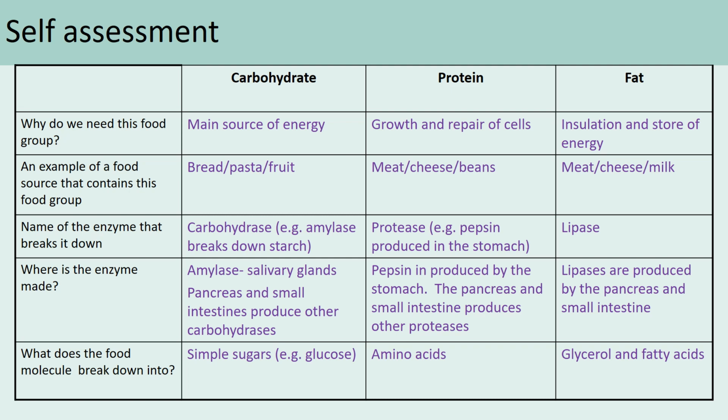Okay, the last column, fat, it's for insulation, store of energy or use of energy. Where do we get it from? Cheese, milk, meat. What's it broken down by? It's broken down by lipases, which are produced in the pancreas and small intestine. And what are they broken down into? It's broken down into glycerol and fatty acids.